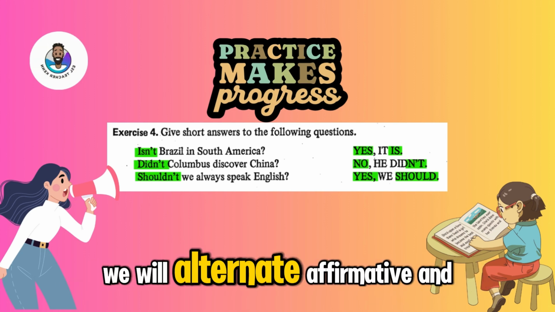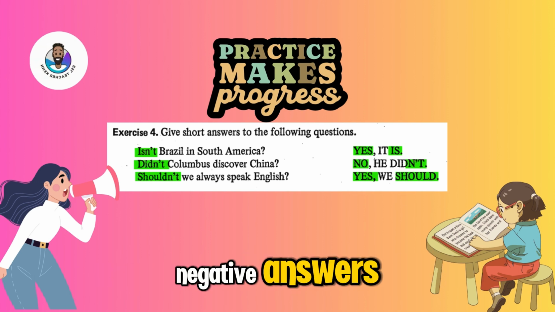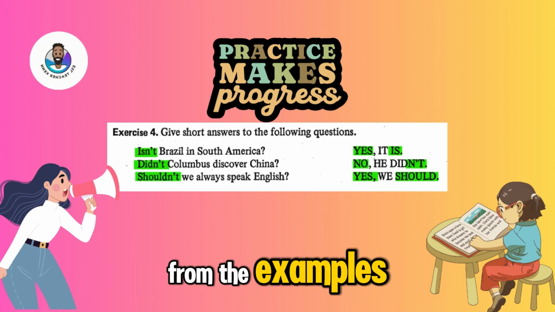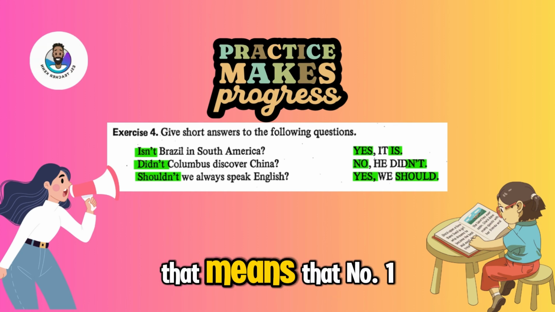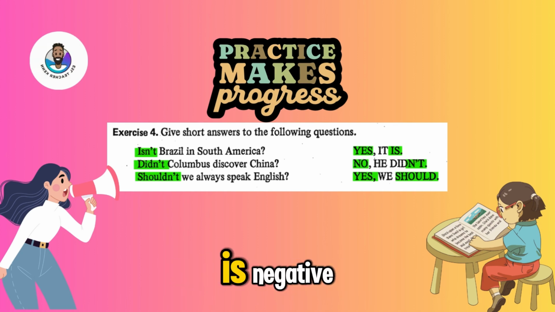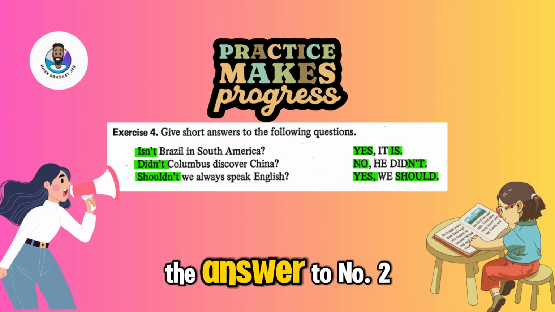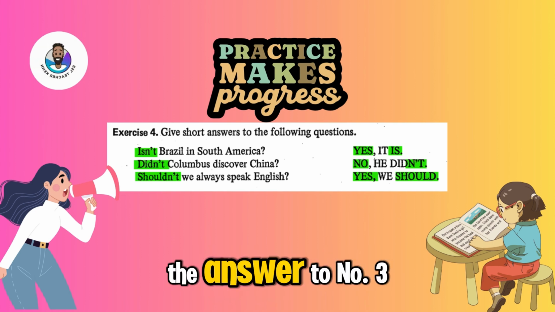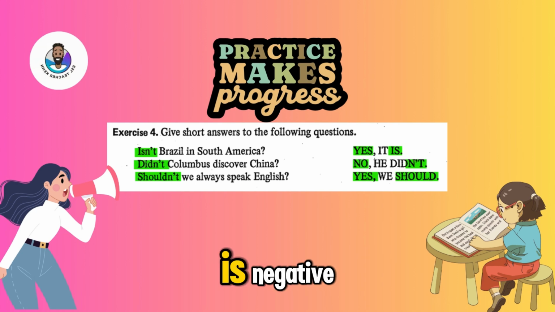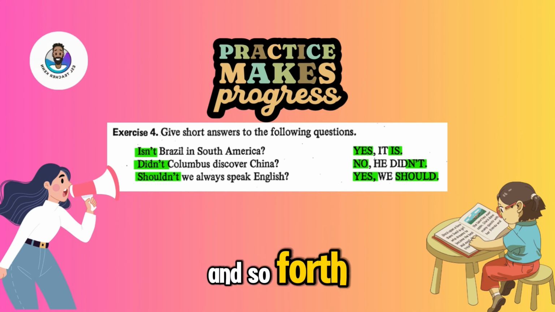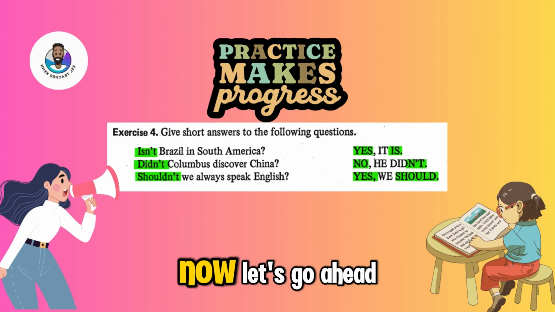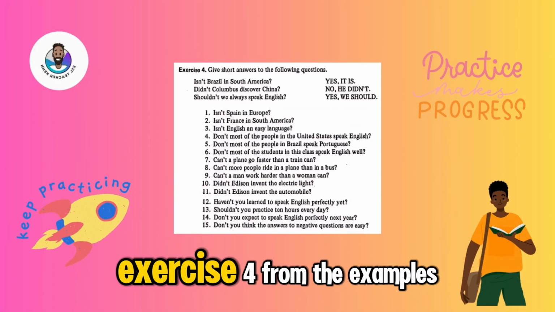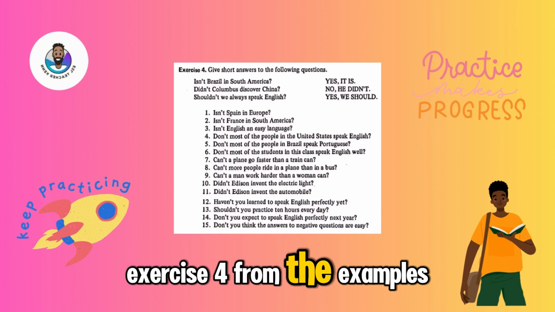We will alternate affirmative and negative answers one after the other, starting from the examples. That means that number 1 is negative. The answer to number 2 is affirmative. The answer to number 3 is negative, and so forth. Now, let's go ahead. Exercise 4. From the examples.